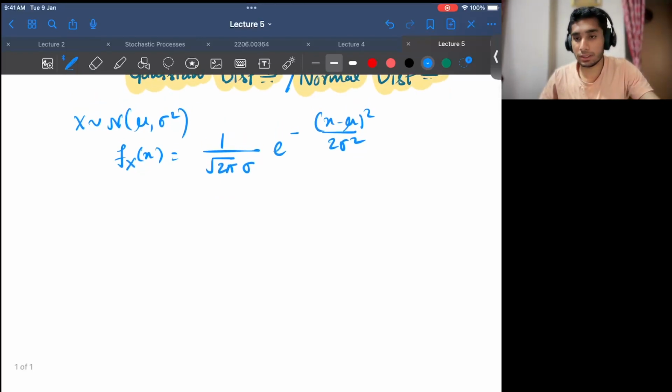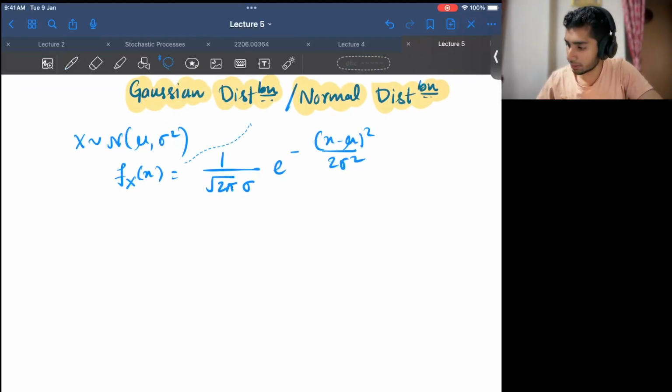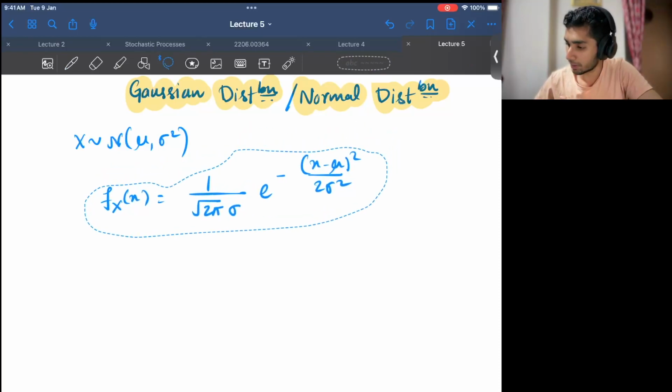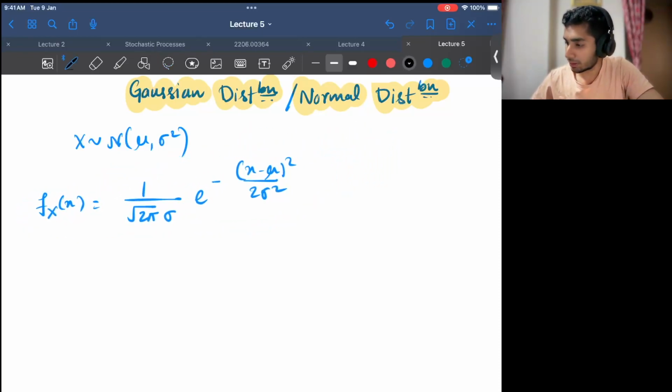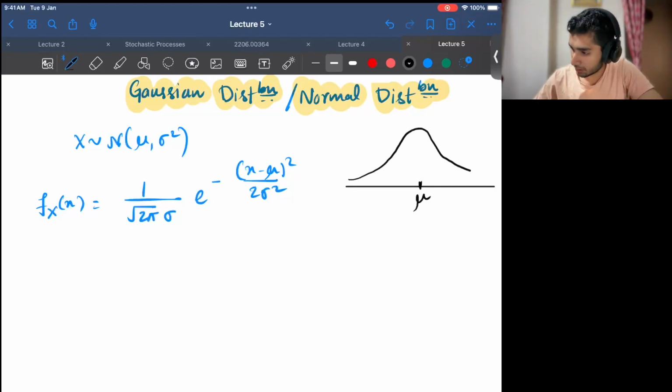And how does this distribution look like? Famously, the Gaussian distribution is also called the bell curve. So it looks something like this. You have your axis. I don't think there's need of a y-axis. You can just call this point mu, and it looks something like this. So this is your famous bell curve.